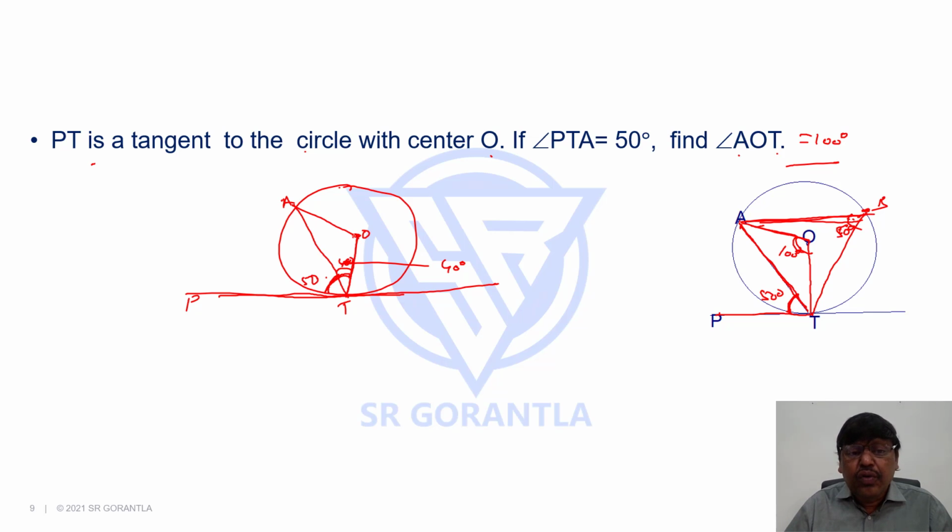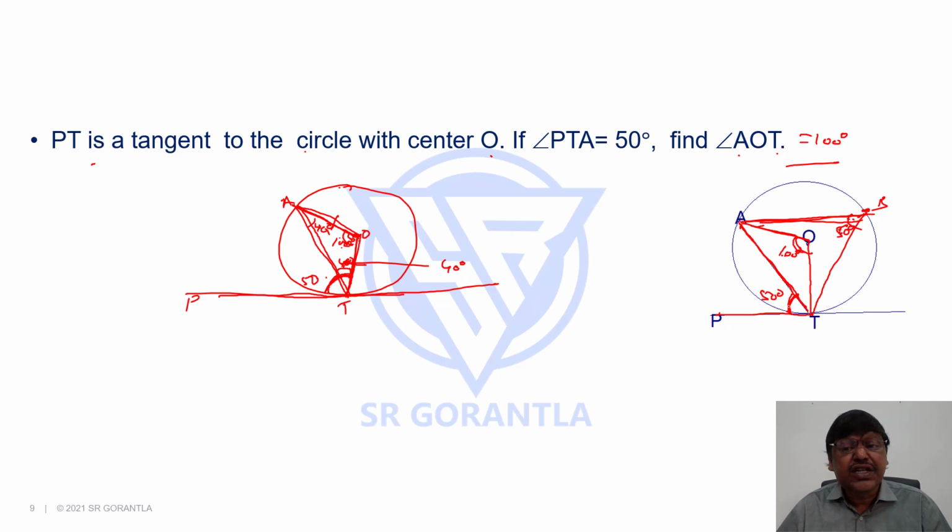But you know OA is a radius and OT is a radius, which means in a triangle, if two sides are equal, their opposite angles are equal. If this angle T is 40 here, this also will be 40. 40, 40, 80, and the total has to be 180, so this has to be 100. This is another way of solving the question, right?